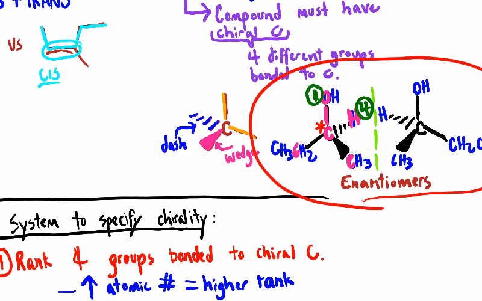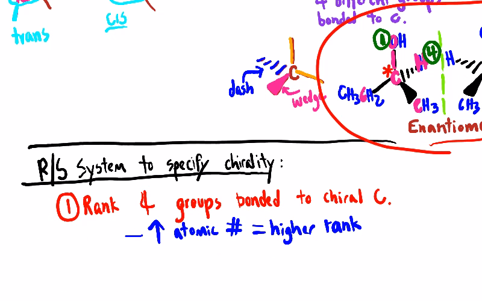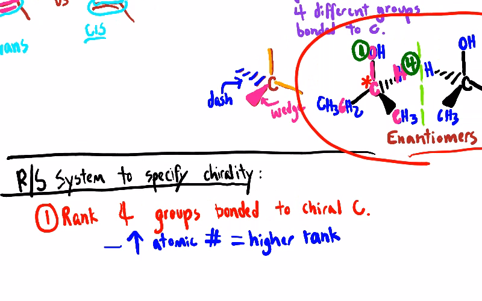And then we run into a little bit of a problem with our carbons because we have a methyl group and an ethyl group, both of which have a carbon directly bonded to the chiral center. So we're not going to be able to immediately use this rule of increased atomic number means higher rank because we have 2 identical atoms there. Even though the groups as a whole are different, the first atom that we come to when we go away from the chiral center is the same in both cases. So we need to look a little bit deeper.